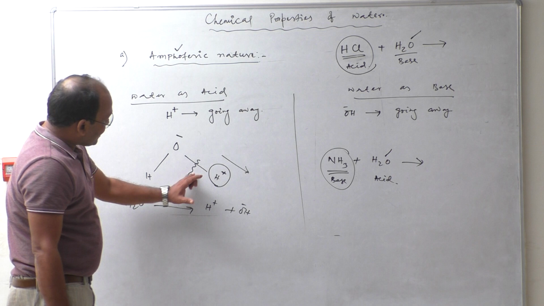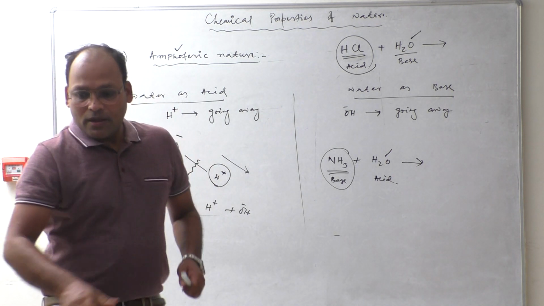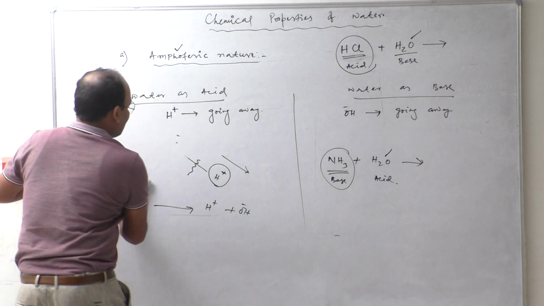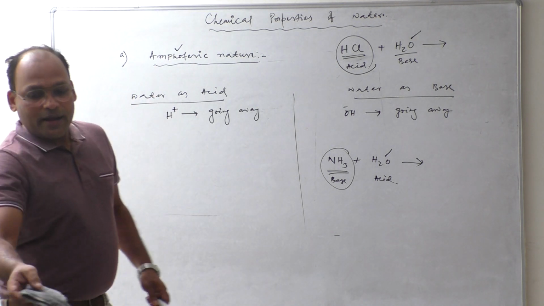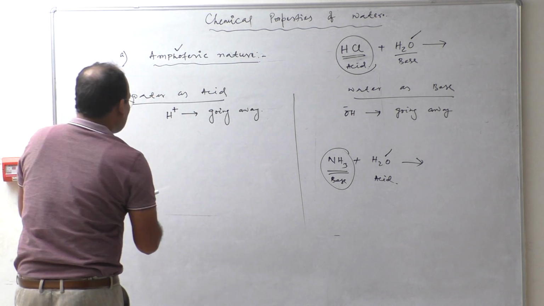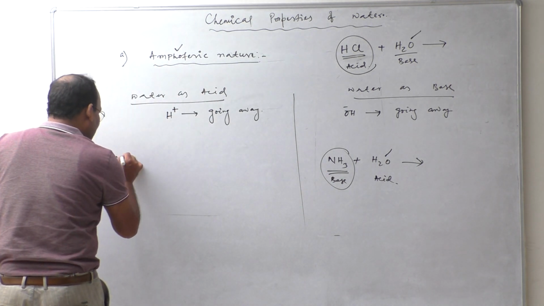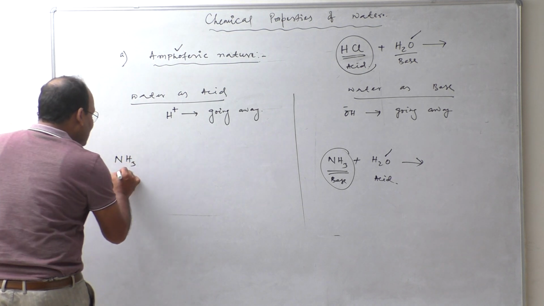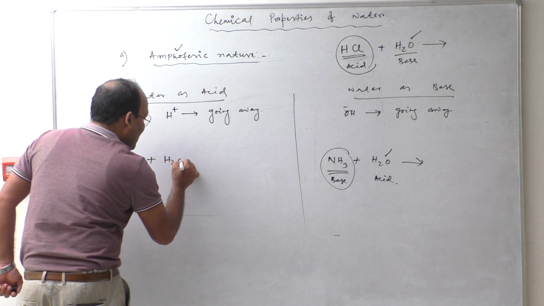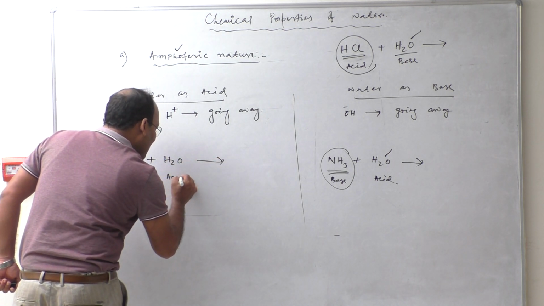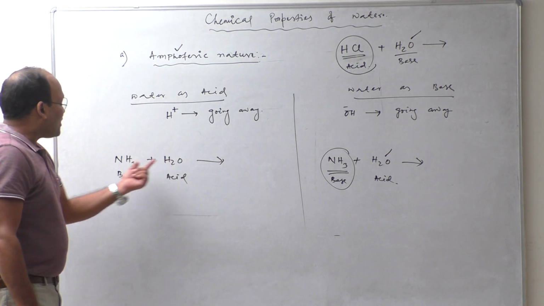So when this bond breaks, let's take the example of this one. Here water behaves like an acid. That means it reacts with a base, so I will take a strong base. NH3 is a strong base. As it is a base, water reacts with it and here the behavior of water will be acid. That means this water will give H plus. So H plus will be added here.